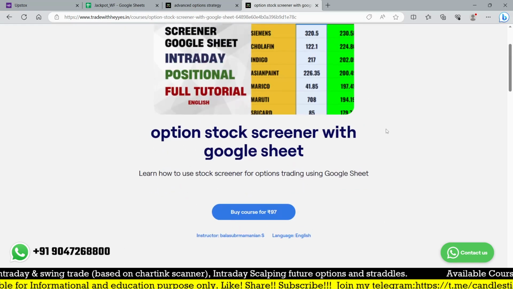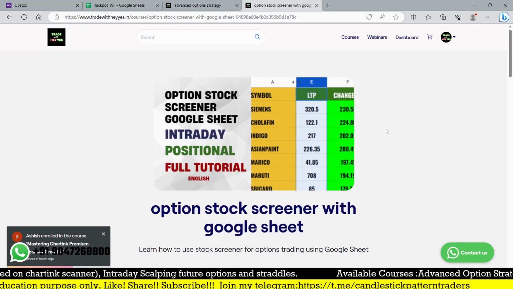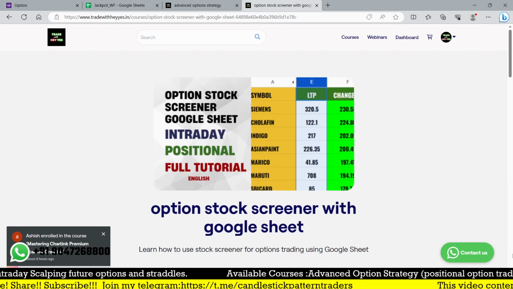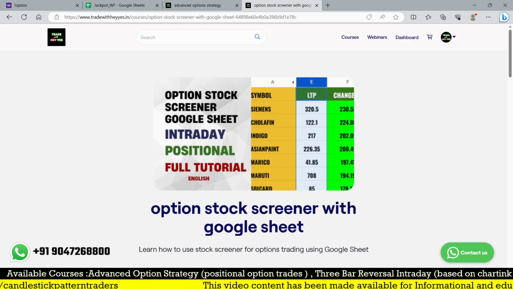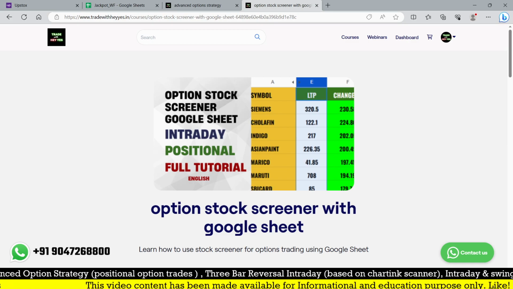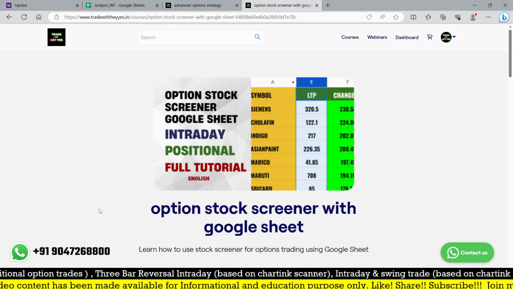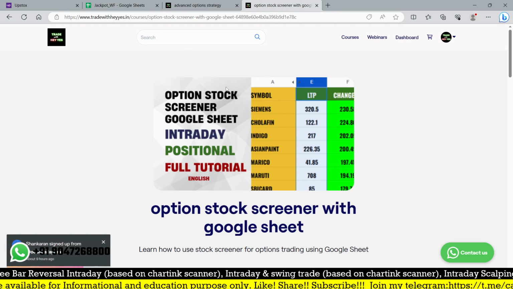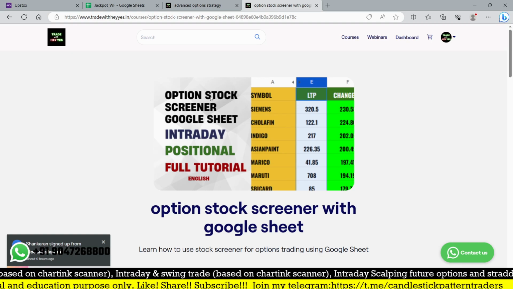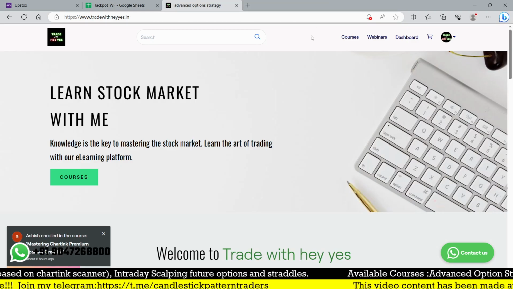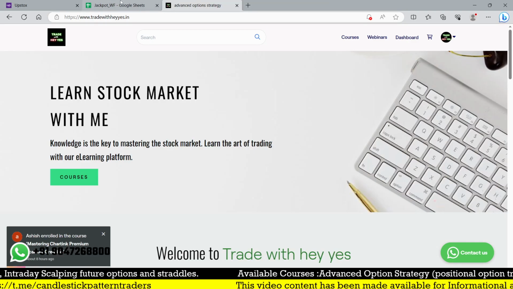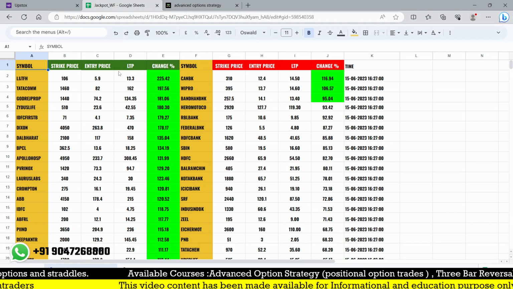And here is the sheet which I am focusing on for my trade opportunities. I'm just following the trick which I'm simply using for my advanced option strategy. So if you wish, you can take this Google Sheet and make use of it for intraday. Even yesterday we discussed some trades, so I'm going to discuss all of it here.